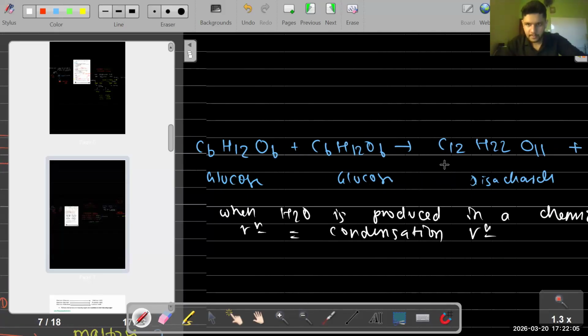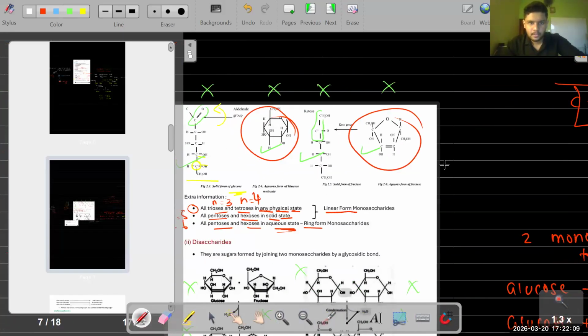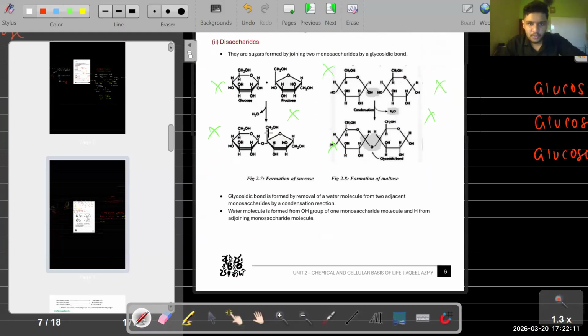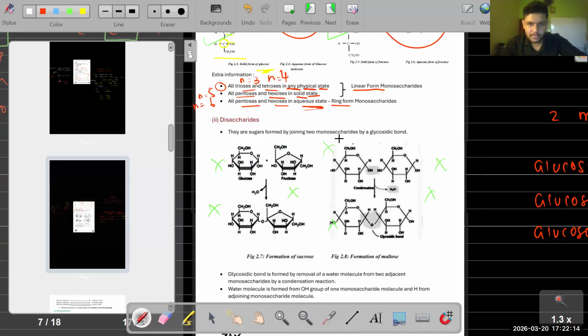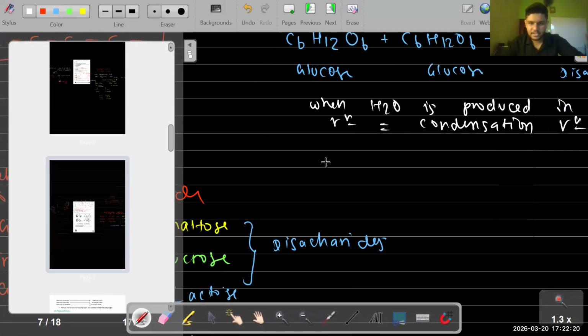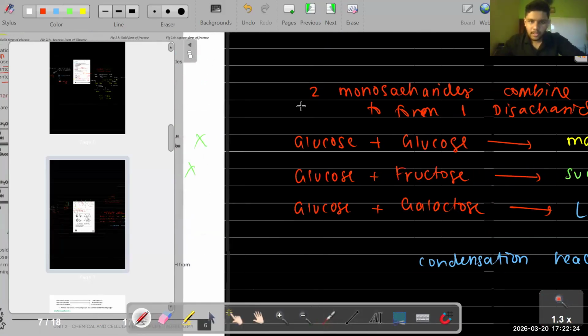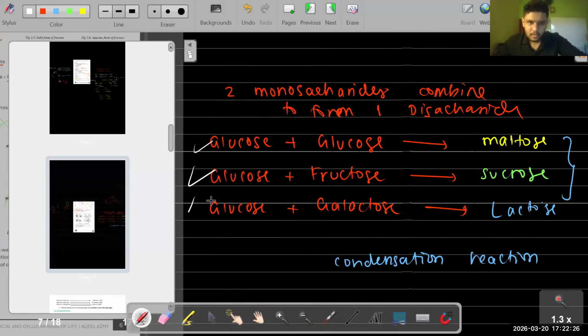Right? Okay. Now let's go to the note part. Disaccharides are sugars formed by joining two monosaccharides. Correct, right? Two monosaccharides are joined. See here, there are two monosaccharides that are joined. But in all three formations, what is contributing? In all three reactions, what sugar is contributing?